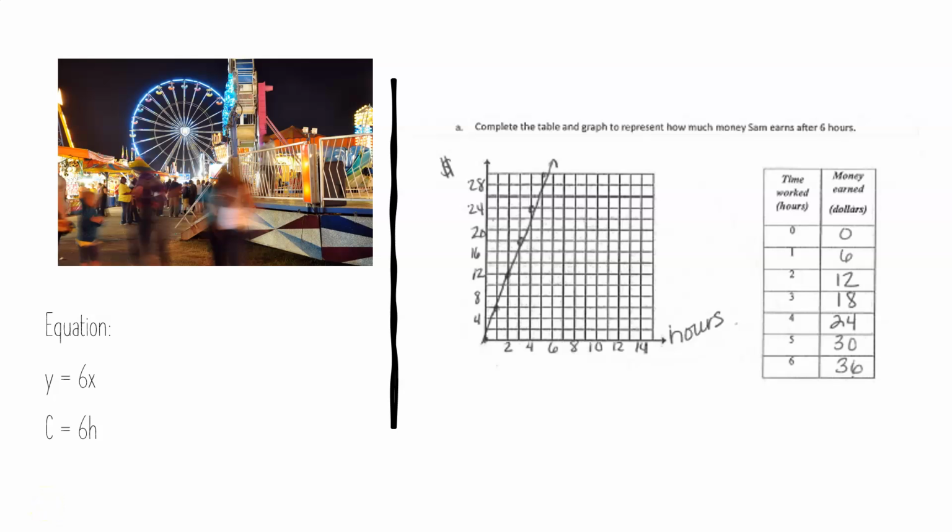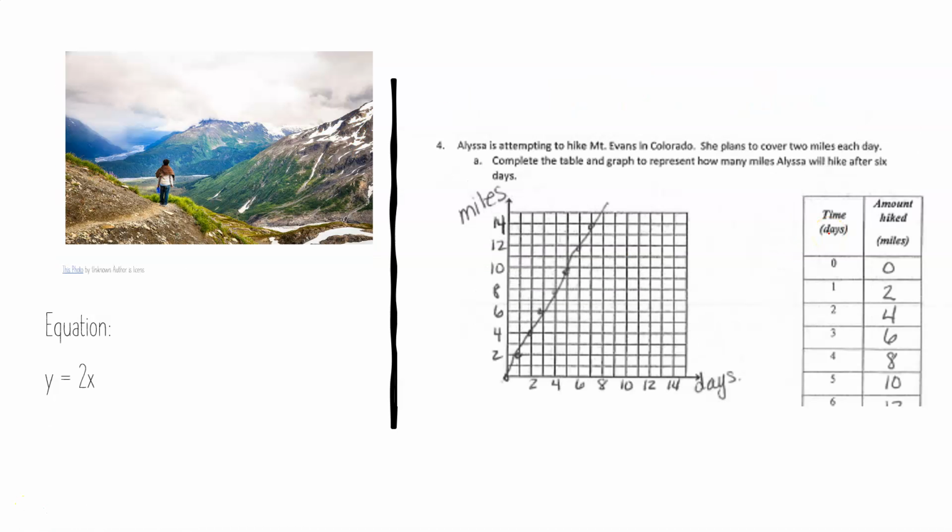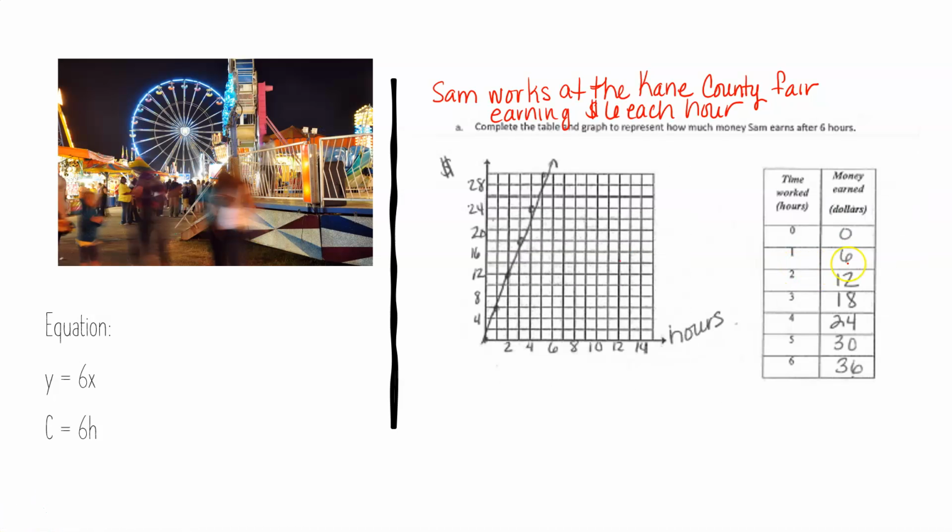Number 3, I think I cut off part of the problem here. The top part says Sam works at the Kane County Fair earning $6 an hour. So he starts at 0, and then for every hour he works, he gets 6 more. So the pairs are 0, 0; 1, 6; 2, 12; 3, 18; 4, 24; 5, 30; and 6, 36.